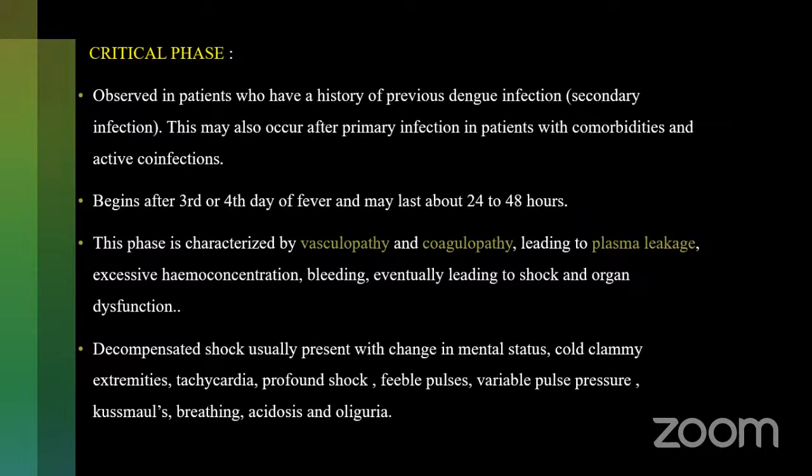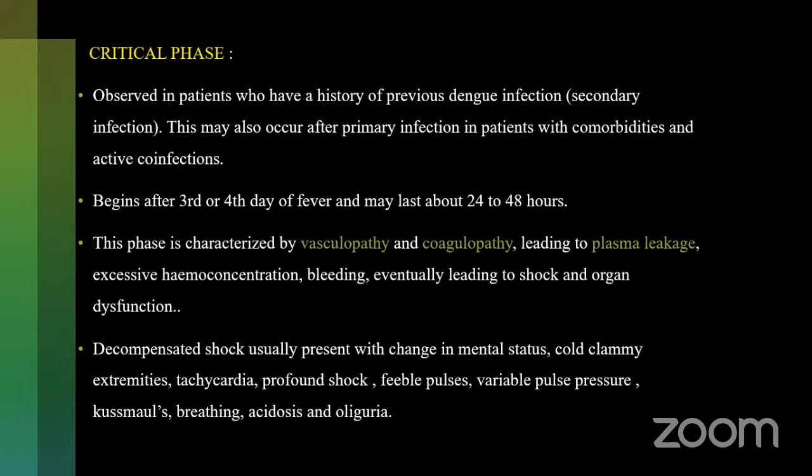So the critical phase is observed in patients who have a history of previous dengue infections. That is a secondary infection. So these patients, along with those who have comorbidities or any active co-infections, are the ones who go into this critical phase. Now, this phase begins after the third and the fourth day of fever and lasts for about 24 to 48 hours. It is characterized by vasculopathy and coagulopathy, as we discussed.